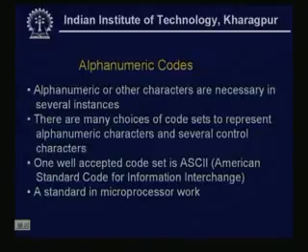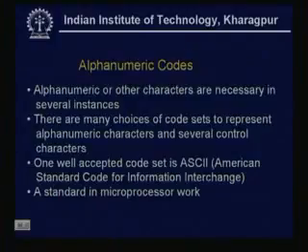Now, we see some other codes. One is called the alphanumeric codes. Alphanumeric codes or other characters are necessary in several instances. So far we have seen only numbers, either decimal, octal, or hexadecimal numbers, but sometimes we need characters and some other control characters. Then how can they be converted into binary values 0 or 1 if they are used in a computer?